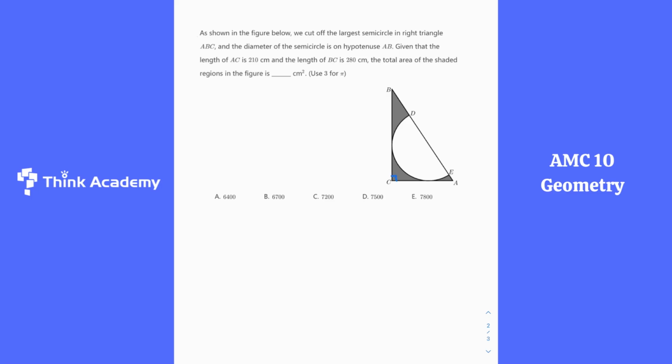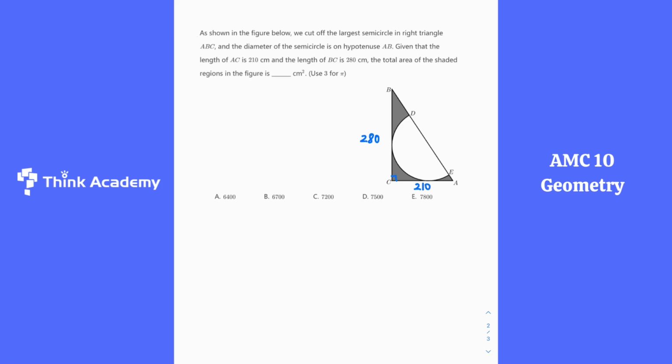And then we know that the diameter of the semicircle is on the hypotenuse AB, and given that the length of AC is equal to 210 centimeters. So we can say it's 210, and also we know BC, the other leg, will be 280. Okay, so we want to find out the total area of the shaded region in this figure.